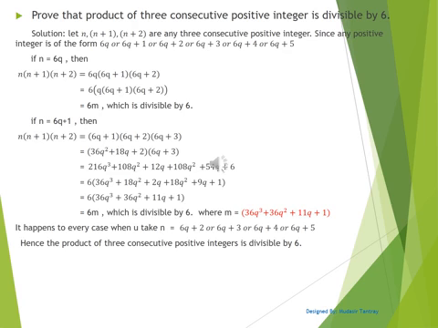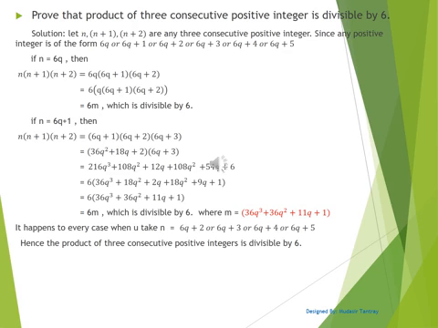Back-to-back integers. Since any positive integer is of the form 6q, or 6q plus 1, or 6q plus 2, or 6q plus 3, or 6q plus 4, or 6q plus 5. If n is equal to 6q, then n into n plus 1 into n plus 2 is equal to 6q into 6q plus 1 into 6q plus 2. We have to replace n with 6q. That becomes 6 into q into 6q plus 1 into 6q plus 2. That is in the form of 6m, which is divisible by 6.